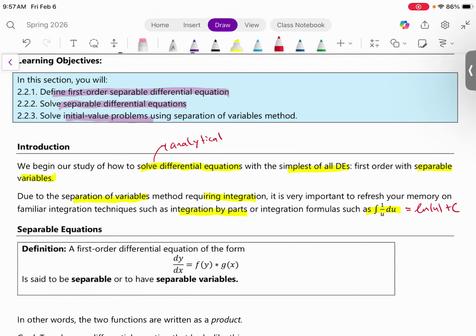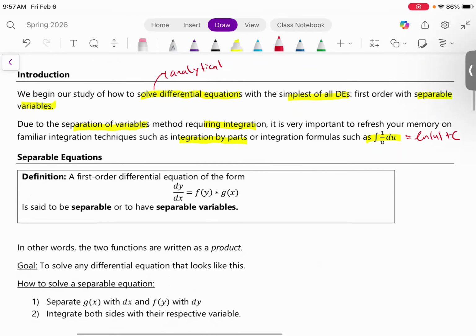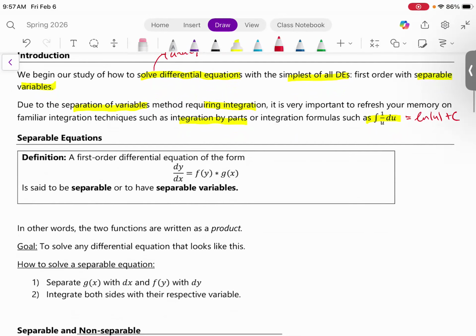So let's go ahead and define separable equations, something you've hopefully seen in Calc 2, but we'll redefine it as well. A first order differential equation of the form dy over dx equals some function of y and some function of x, they're multiplying each other, is said to be a separable differential equation or have separable variables.